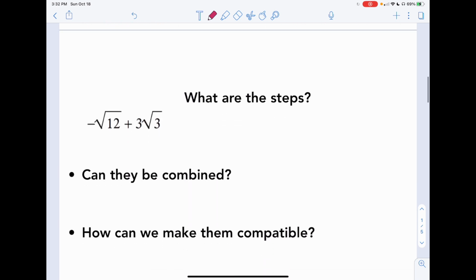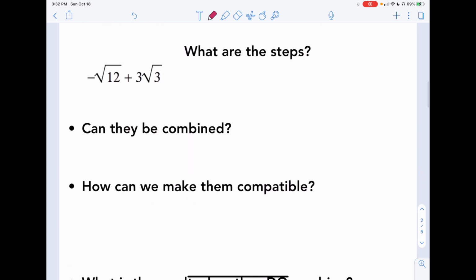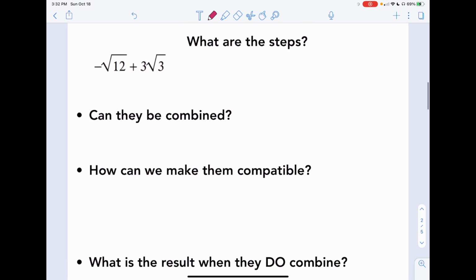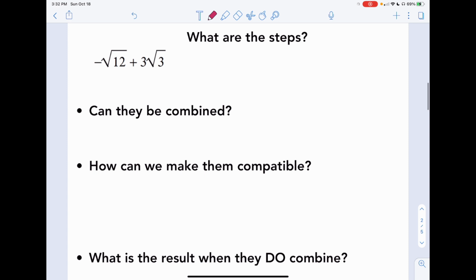So let's look at a different example. So what are the steps? Well, let's look at the 3 steps here. So the first step we want to look for is, can they be combined? We just want to ask ourselves, can these be combined? So negative radical 12 plus 3 radical 3. Well, the answer should be no, and the reason is because they have different radicands.